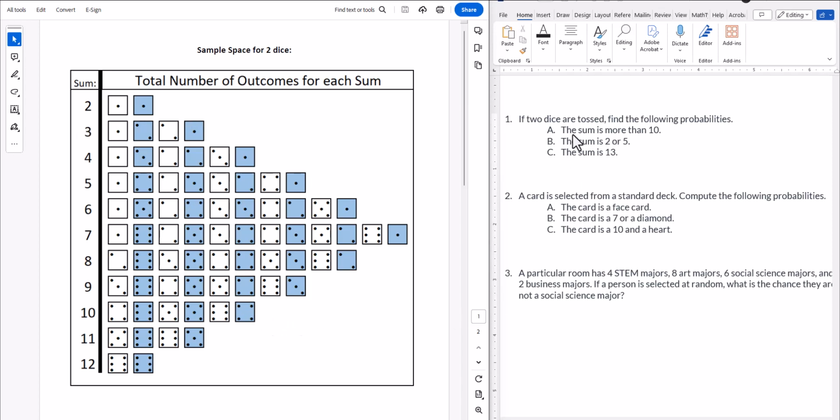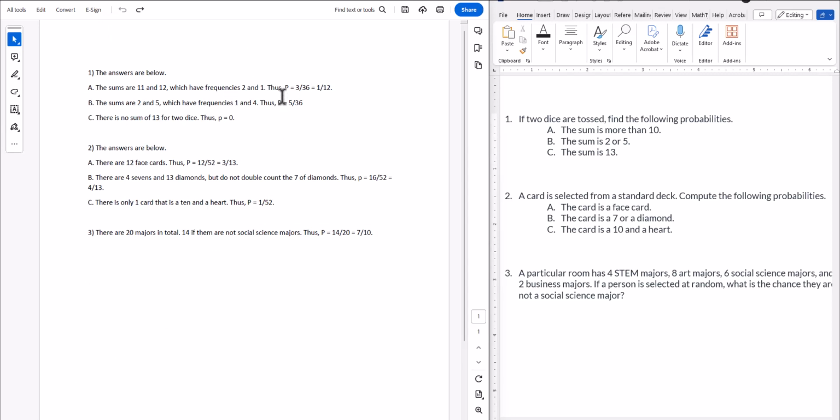So let's answer this first question. It says the sum is more than 10. So on this column here, those are the sums. It's more than 10, so the only sums that are more than 10 are 11 and 12, and we just count all the pairs that add up to 11 and 12. So we have 1, 2, 3. To answer the question, we have 3 possibilities out of a total of 36. There's 36 possible pairs. That's going to reduce to 1 out of 12.